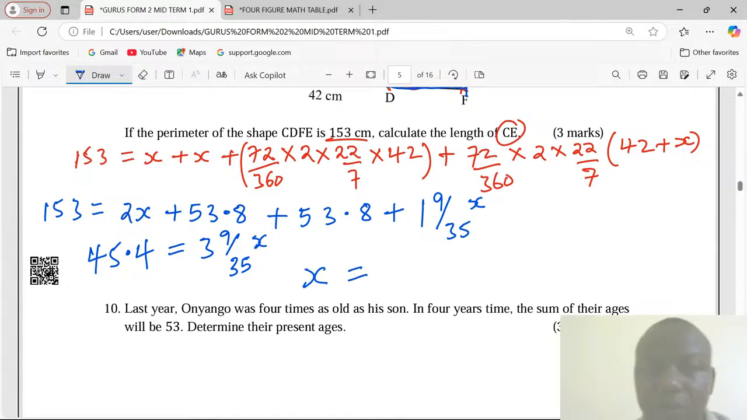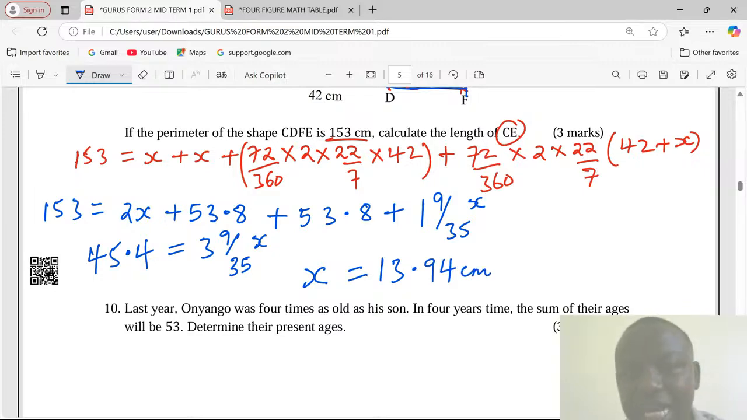So to remain with x now, which is our length, CE, I'm supposed to divide 45.4 over 3 and 9 over 35. And this is going to give me exactly 13.94 centimeters. Those with calculators, kindly help me in the grouping of like terms. You can just help me to know whether I've given it the best approach. 153 minus 53.8 plus 53.8 is supposed to give me 45.4. Then I divide by 3 and 9 out of 35. So I'm getting 13.94 to 4 significant figures.